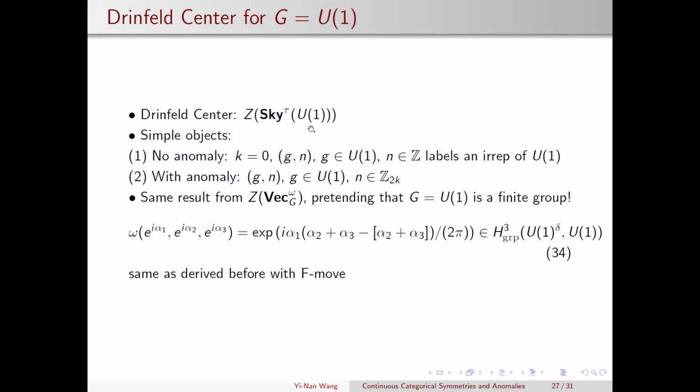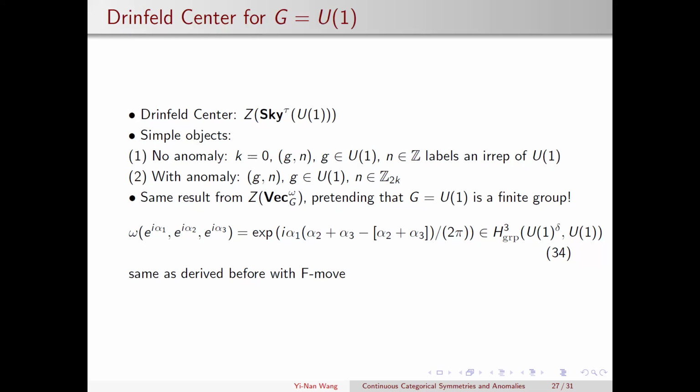So, what we found is that for the case with no anomaly or with anomaly, the simple objects are pretty different. For instance, if there's no anomaly, then the simple objects are labeled by little g, the U1 group element, and another integer, labeled by a representation of U1, which is pretty much expected, as in the BF theory for U1 continuous symmetry, right? You just have two types of anyon lines, one generates the U1, another one generates the Z. It is fun, but with anomaly, you have a different thing.